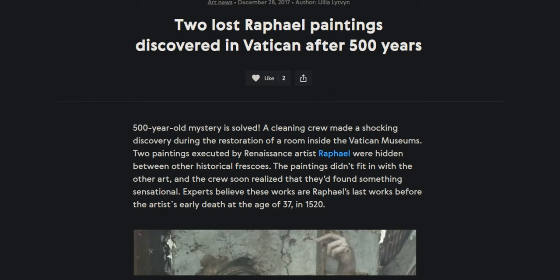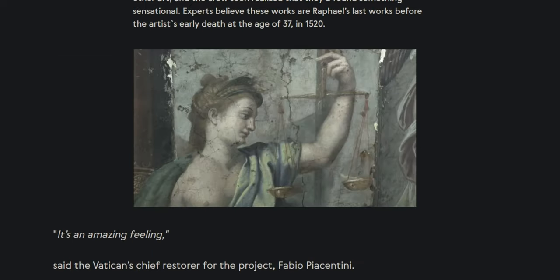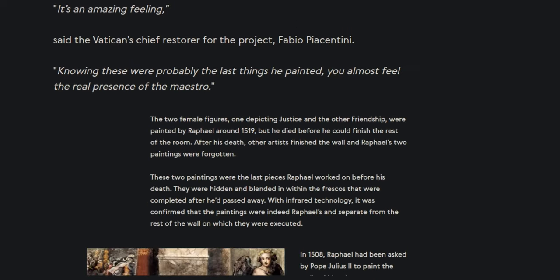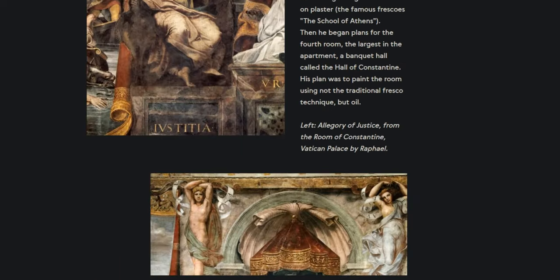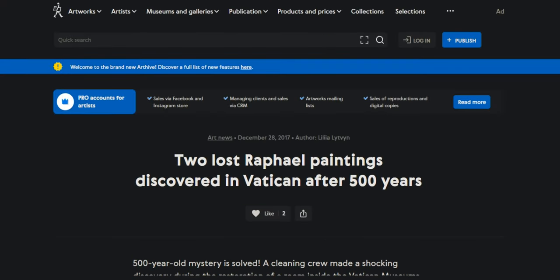I want to upload this video to try to look for someone who knows about Raphael paintings and the Renaissance period, because I think that I found another Raphael. After these paintings were found in the Vatican, this one is called Justice and the other is called Friendship. The one that I want to show you is Friendship.